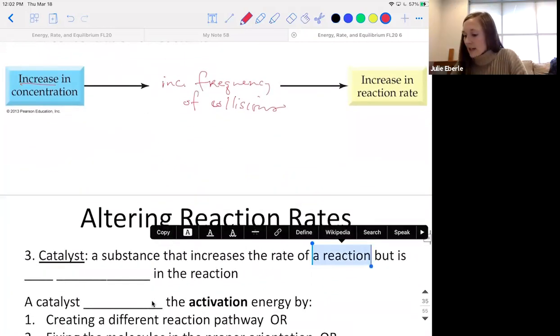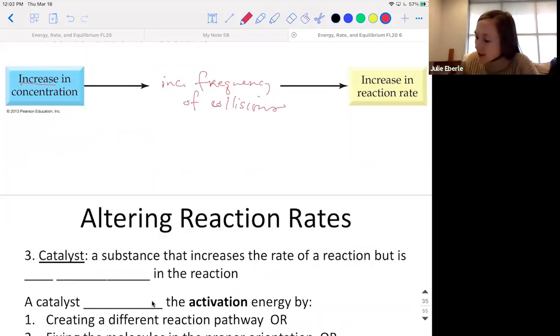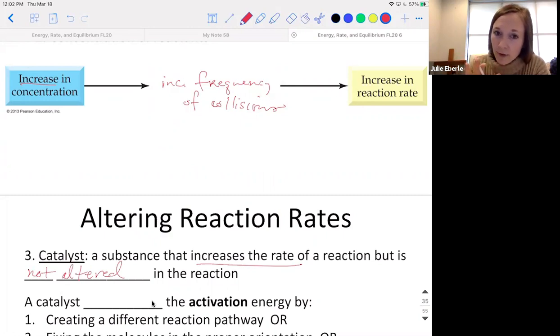All right, lastly, a catalyst, like we said, is a substance that increases the rate of a reaction. But in the reaction, it's not a reactant. It's not part of the reaction, so it is not altered. It helps the reaction, but it's not actually part of the reaction. And a catalyst lowers the activation energy. That's how it makes the reaction go faster, by lowering the activation energy.